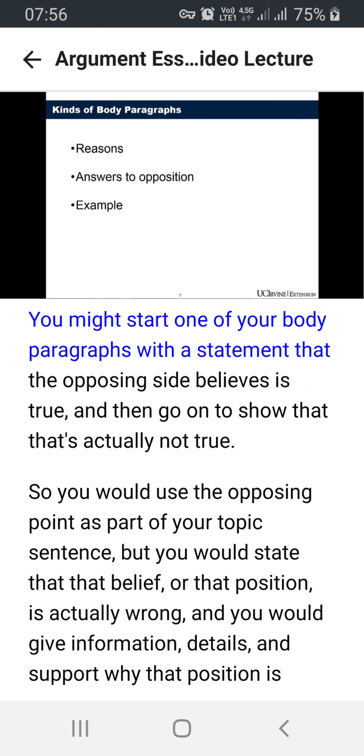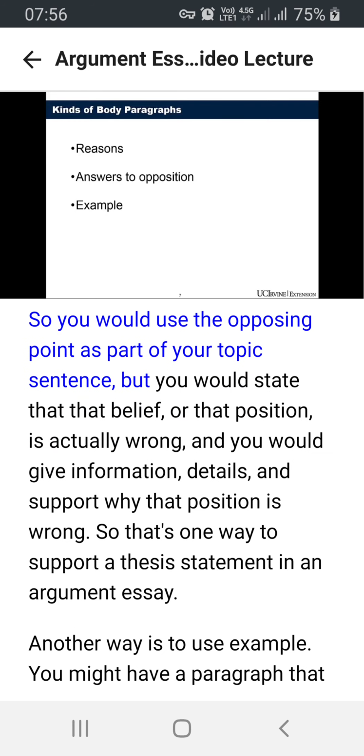You might start one of your body paragraphs with a statement that the opposing side believes is true, and then go on to show that that's actually not true. So you would use the opposing point as part of your topic sentence, but you would state that that belief or that position is actually wrong, and you would give information, details, and support why that position is wrong. So that's one way to support a thesis statement in an argument essay.